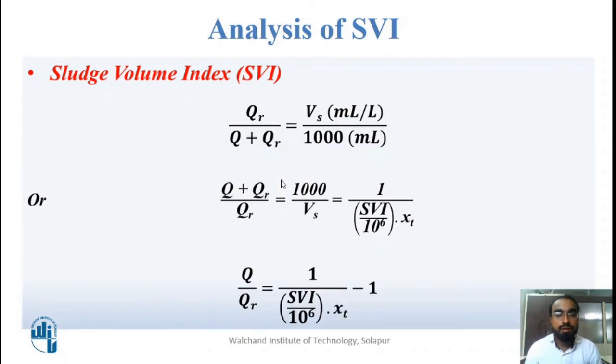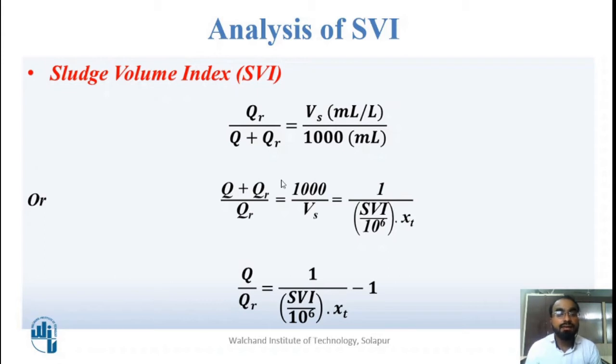Comparing these two, I can also say that Q plus QR divided by QR is equal to 1000 upon Vs. As Vs is the volume of settled sludge, I can also interpret it with respect to SVI. So I can write Vs as SVI divided by 10 raised to 6 into Xt, that is my MLSS. So if I interpret both and adjust the equation, how can I write it?